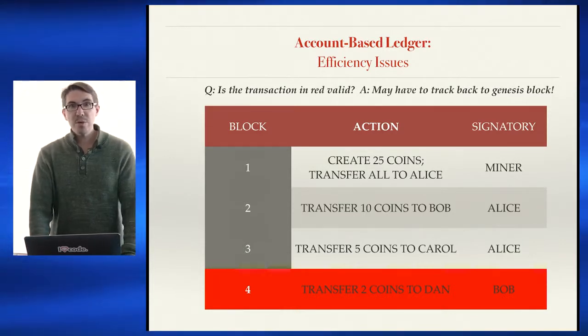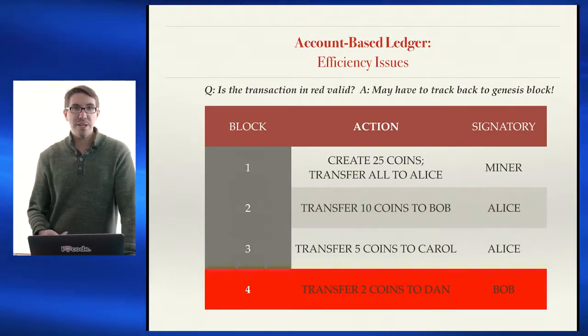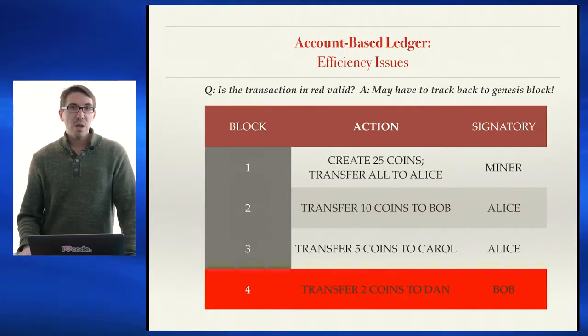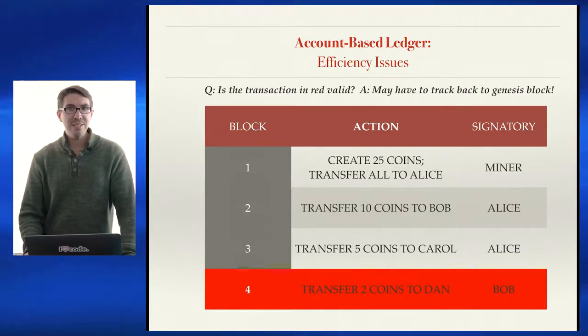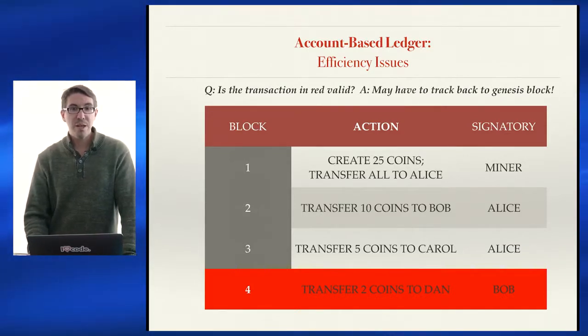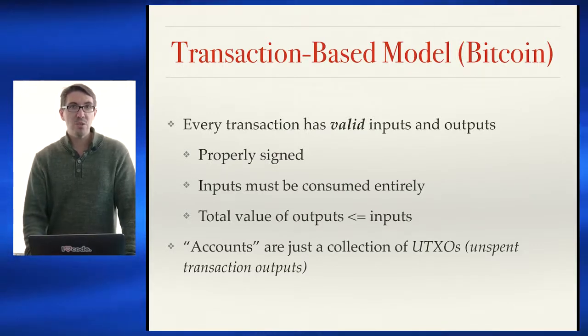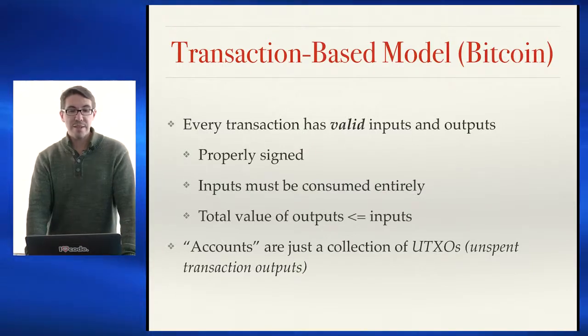So perhaps the most important is that if you want to determine if a particular transaction is valid in an account-based ledger, you may have to go all the way back to the beginning of a blockchain. That is, all the way back to the Genesis block. Whereas with a UTXO-based system, you only have to trace back those UTXOs until it got to a Coinbase. That allows us to do things like SPV, or lightweight simple payment verification nodes that are used in Bitcoin.